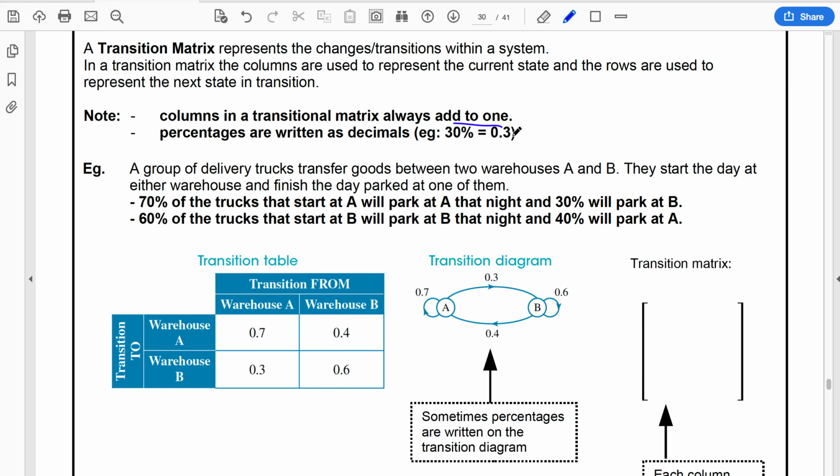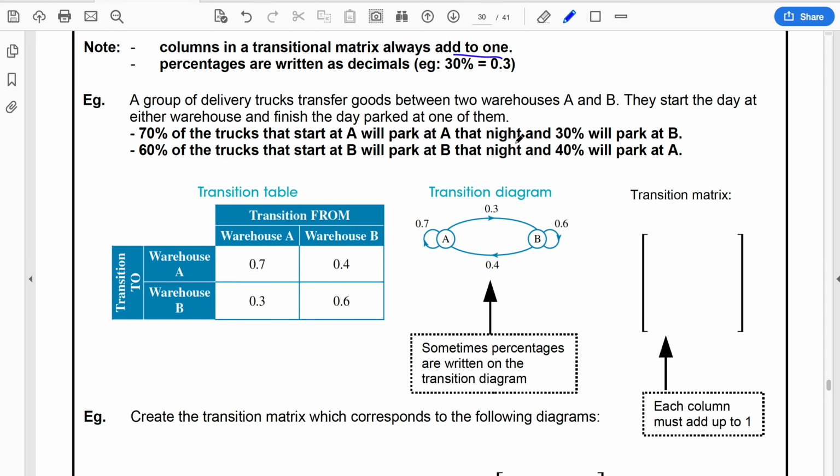The reason we want them to add up to 1 is because we are going to be working with percentages, and so we're going to be working with 100% encompassing everything. So that means that when we convert our percentages to decimals and then add them up, they're going to equal 1. So for example, here it says percentages are written as decimals, so anything that's 30% will convert to 0.3, and then of course all the other percentages when we add them in will total 1.